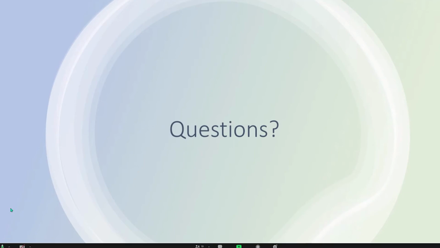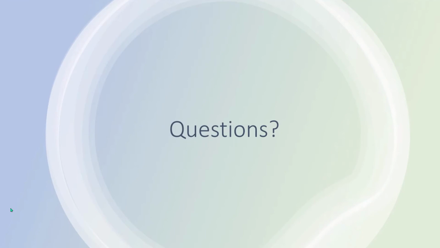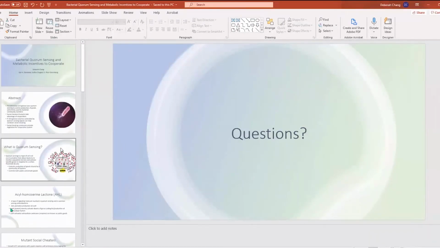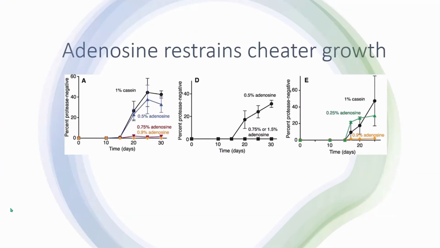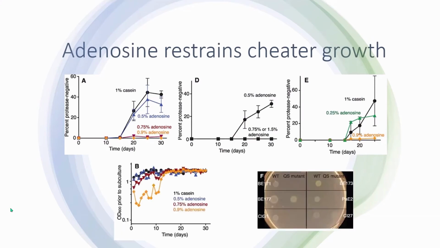Hi, Deborah. I had a question. If you go to your first figure where they're plating bacteria on the plates, yeah, that one. I was wondering about the BE177 line. Why is that particular mutant growing when all the others aren't on adenosine media?